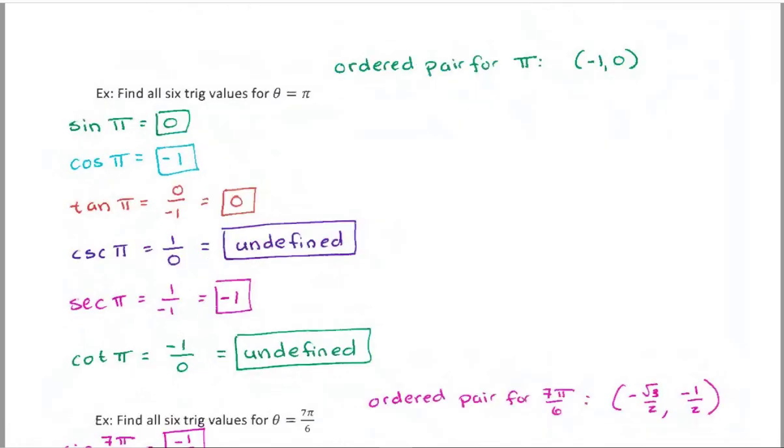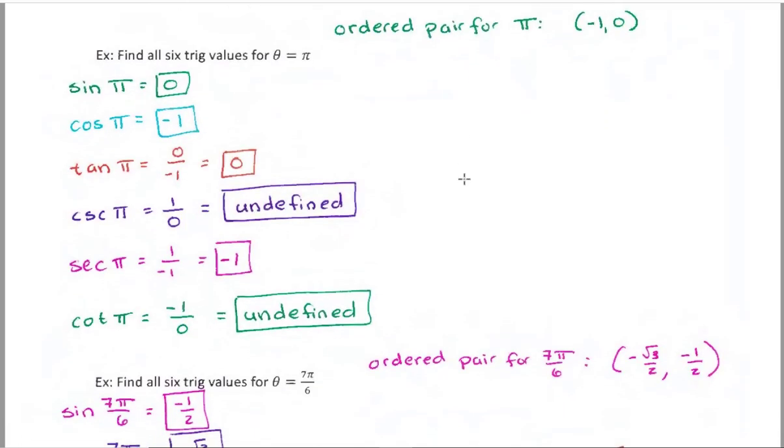Let's do another example. Let's find the 6 trig functions for theta equals pi. Again, we go back to our unit circle, and all we need is the ordered pair that goes along with that angle pi, which according to our unit circle is -1, 0. The sine is going to be the y value. The cosine is going to be the x value. Tangent is sine over cosine, or y over x, which gives us 0.